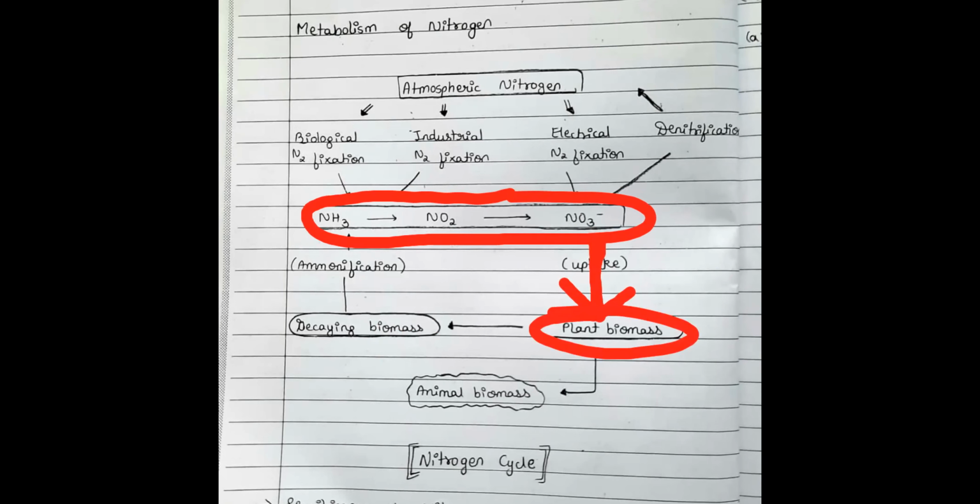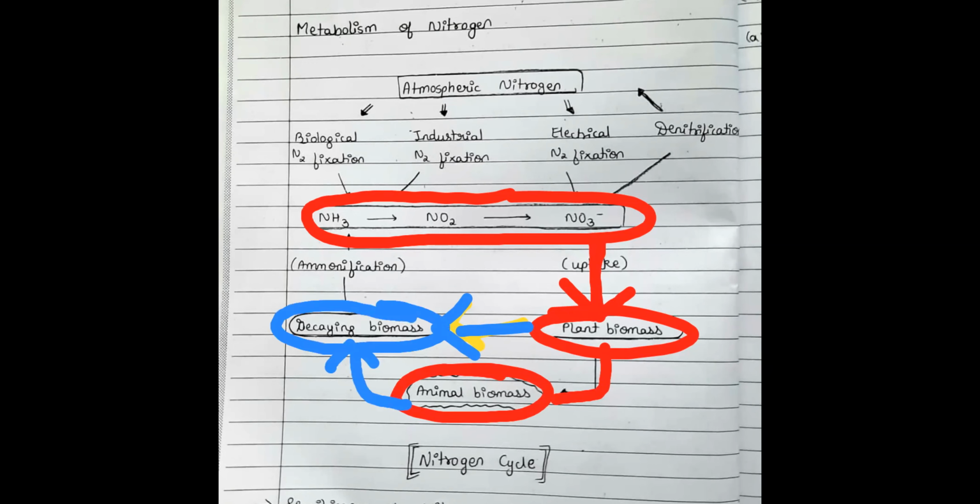When these plants are eaten by the animal, this nitrogen goes to the animal also, right? And when plant death occurs, leaf fall occurs, as well as animal death, they form decomposing material, decaying biomass. On their dead bodies, the organisms work and release the nitrogen in the form of ammonia, right? So the nitrogen that was used here comes back to the soil. This is the entire cycle, the nitrogen cycle.